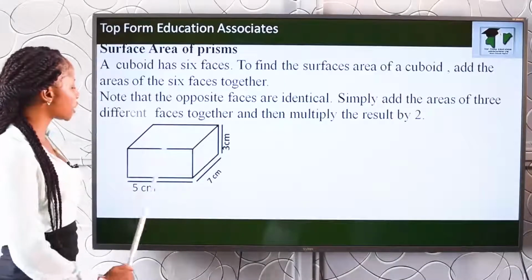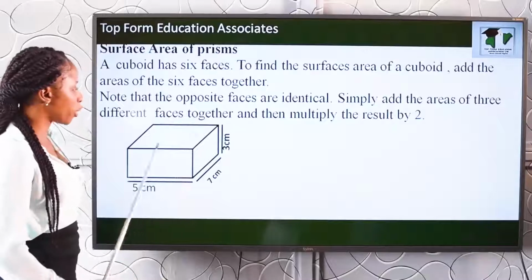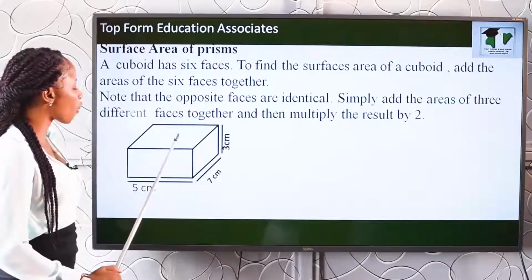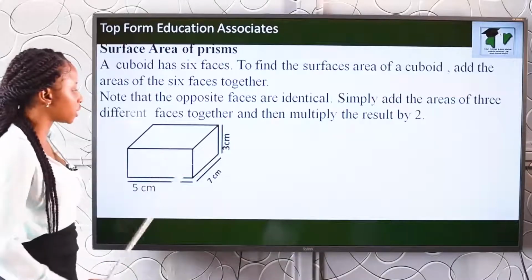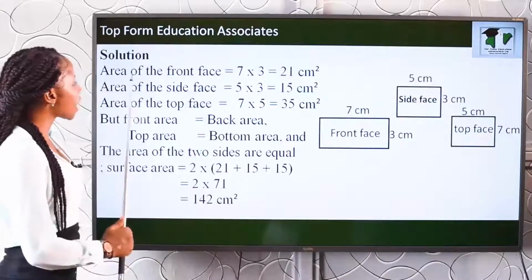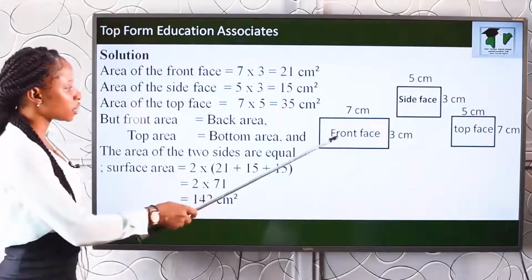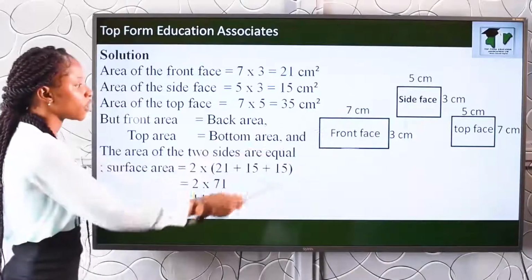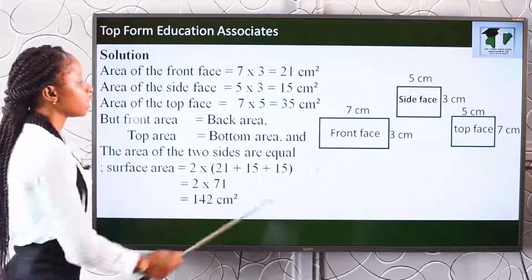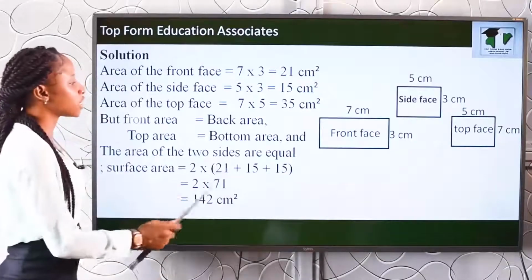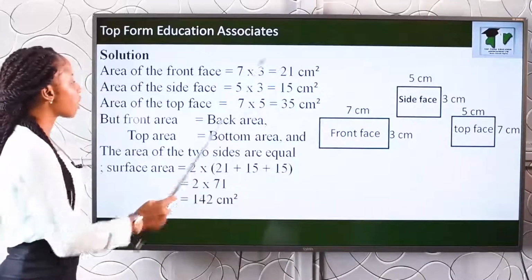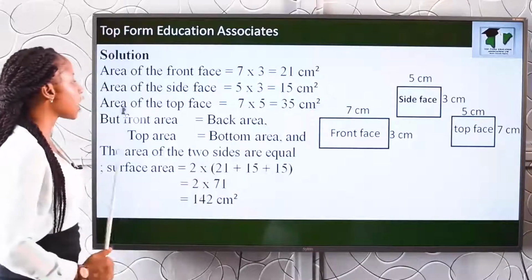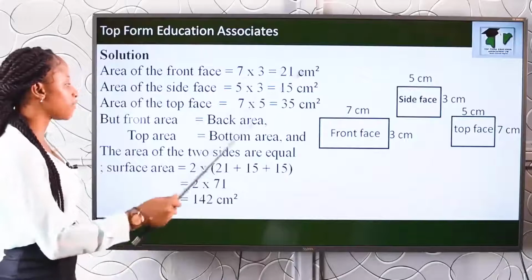So find the surface area of this cuboid. Okay, we are first of all going to look for the areas of the individual faces of this cuboid. Now, the area of the front face is represented here. We've separated them into the front face, side face, and the top face. We've represented them here. Now, the area of the front face is 7 times 3. We have our answer. The area of the side face, 5 times 3. And the area of the top face, 7 times 5.